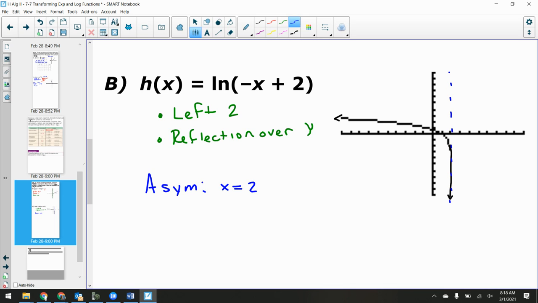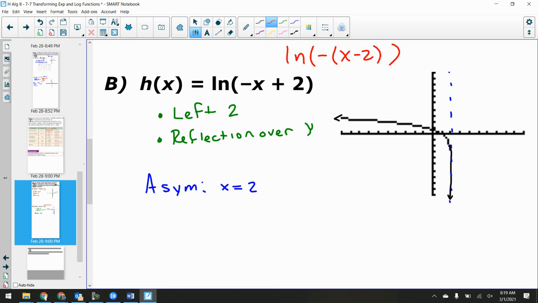Well, wait a sec. I said left 2. Shouldn't it be at negative 2? Well, I shifted left, then reflected it over the axis. So even though I shifted it left, it then reflected over back to the right. See, the other option I could have said here is negative x minus 2. Because isn't that mathematically the same thing? ln of negative x minus 2. If I distribute in the negative, then that would have said to me, okay, that's a reflection, then a right 2.